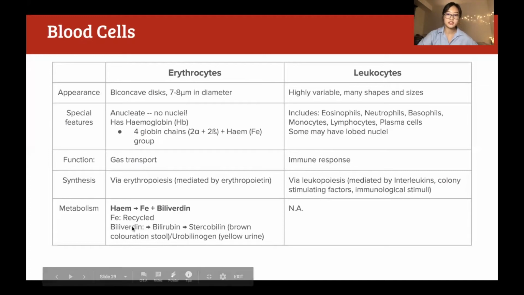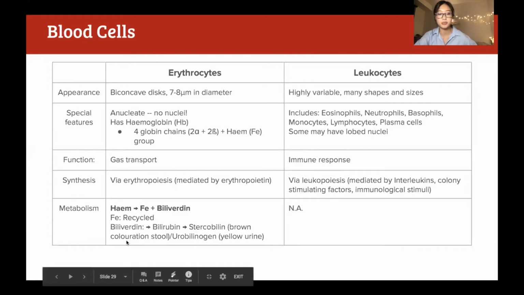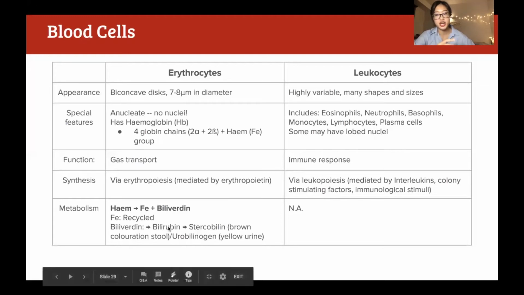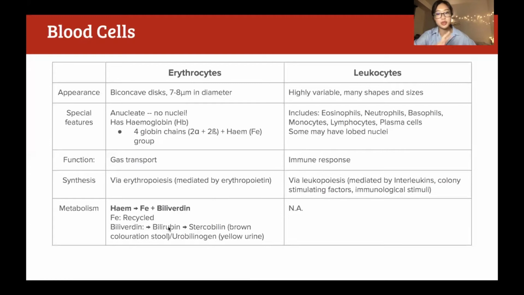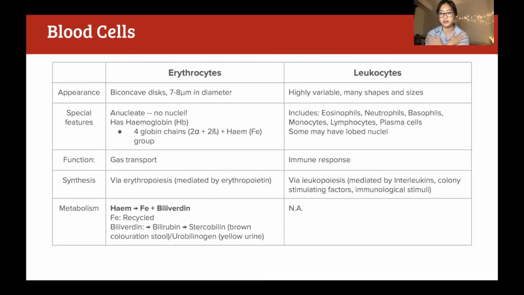Verdin means green, and bilirubin means yellow or brown or something like that. Don't quote me on that. It becomes stercobilin, which colors our brown stool, and it can also become urobilinogen, which colors our yellow urine. And fun fact, bilirubin is also the chemical responsible for making people with liver failure and blood disorders look very jaundiced. That's when your skin takes on a very yellow appearance, because bilirubin is yellow and it can accumulate in your bloodstream and make you look really yellow.